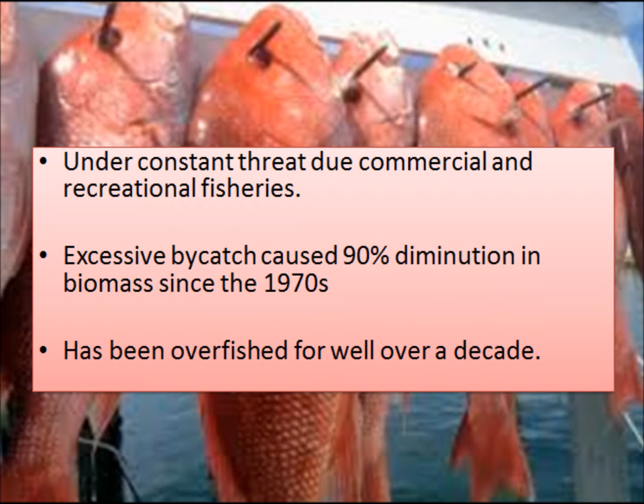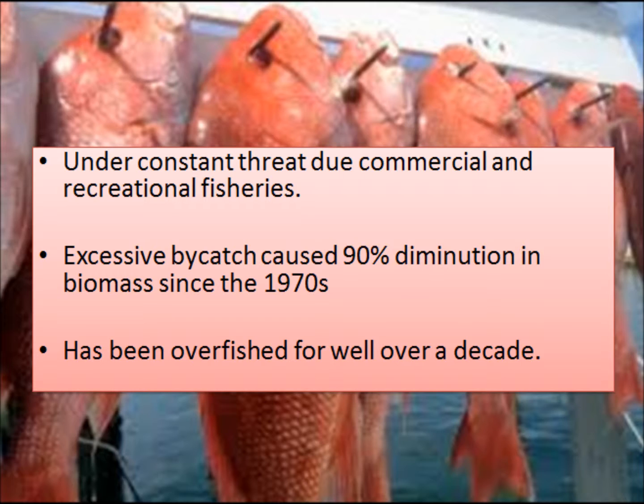The stock population of red snapper is under constant threat from combined pressures by commercial and recreational fisheries. Due to the industry of fishery, shrimp trawling, operating in juvenile red snapper habitats, excessive bycatch mortality along with commercial and recreational fishing exploitation has led to the 90% diminution in biomass since the 1970s. For well over a decade, the red snapper population in the Gulf of Mexico has been considered overfished despite the implementation of restrictive fishing regulations in the 1990s.